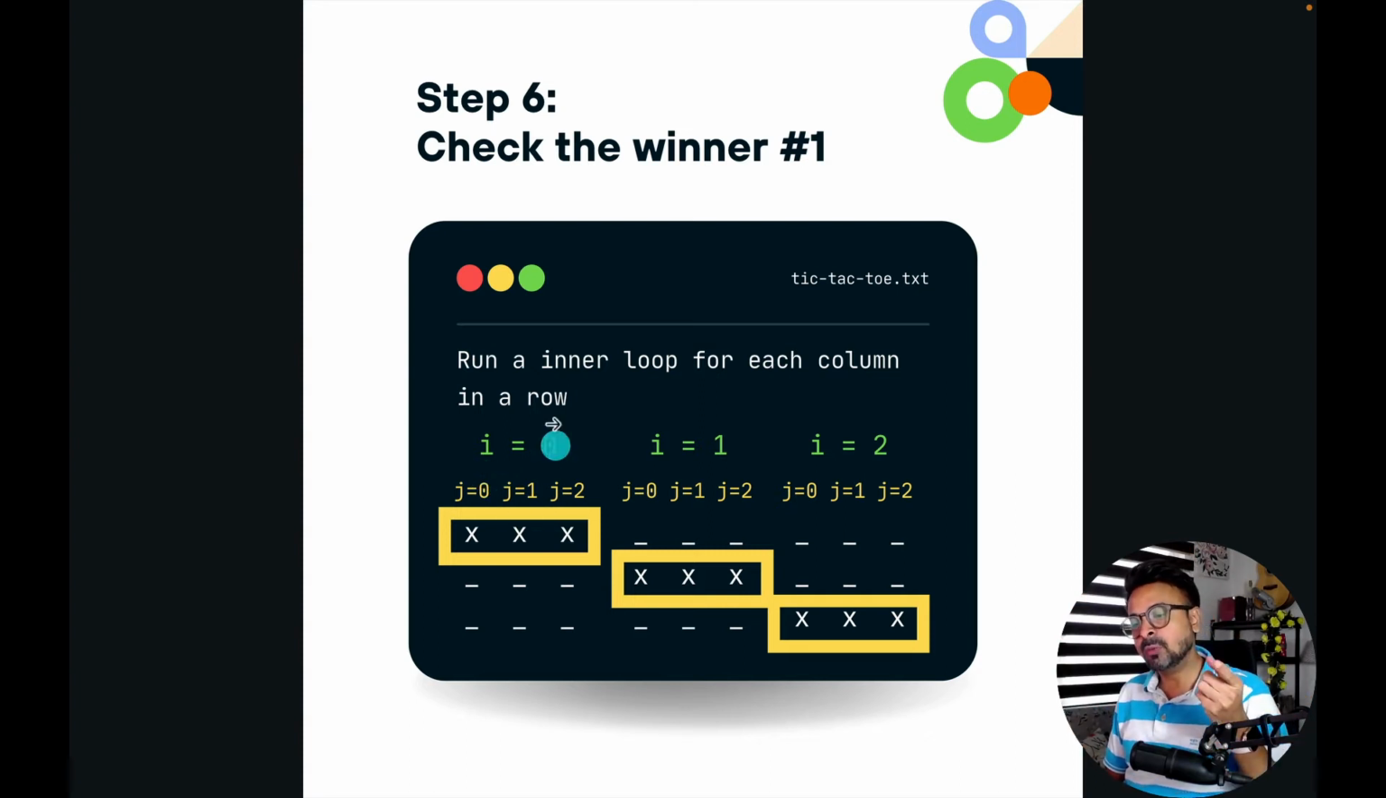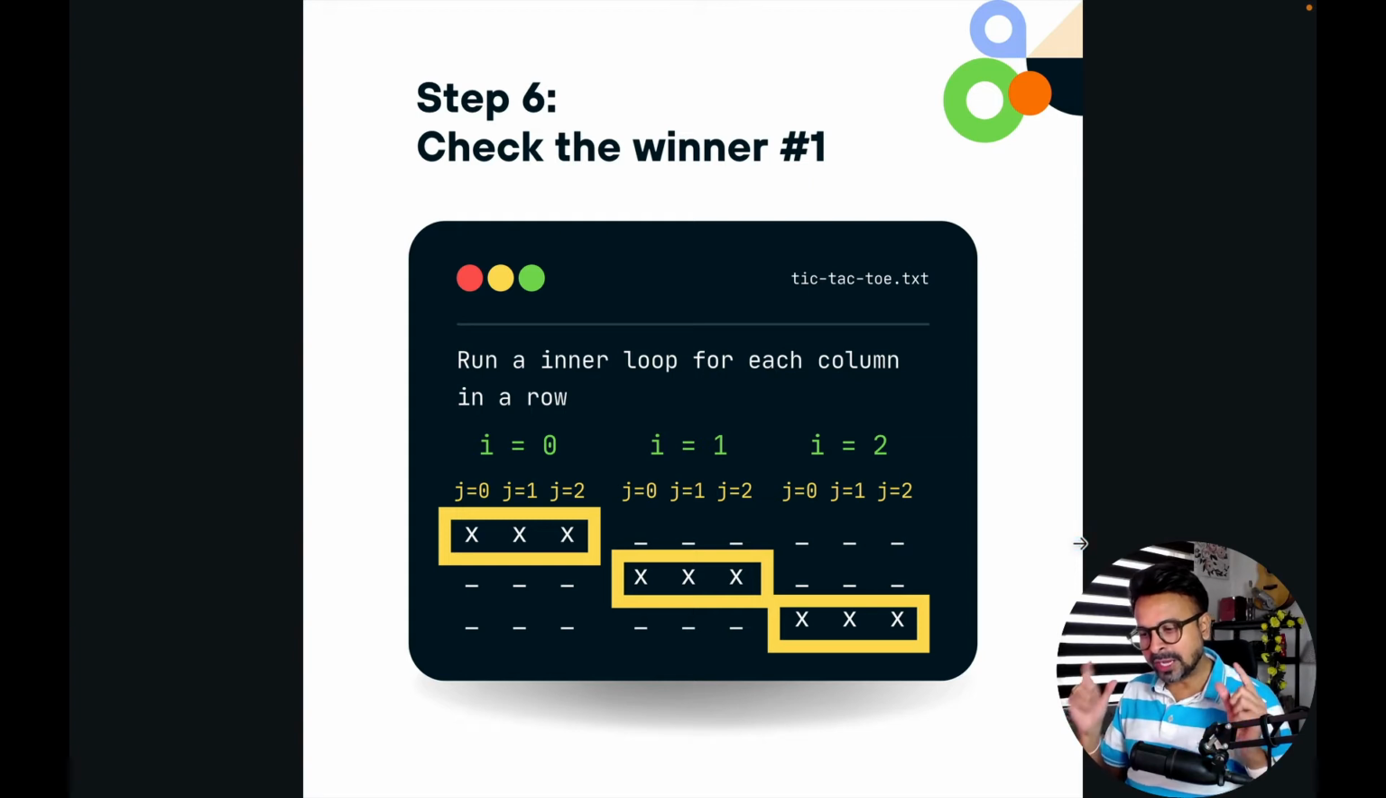Then I'm going to run one inner loop inside that for each column in a row. I'm going to pick the 0th row, then loop through the first column, second column, third column, or 0, 1, 2. Then I'll pick the first row, with the 0th column, first column, second column. Then I'll pick the third row, and check column 0, column 1, column 2. So this is the logic.